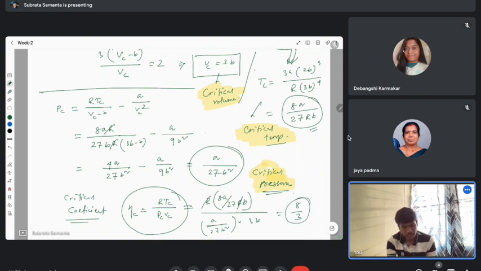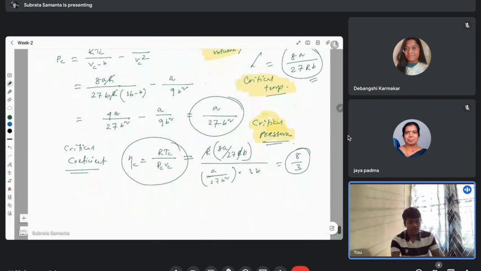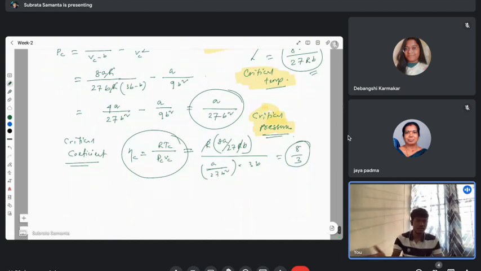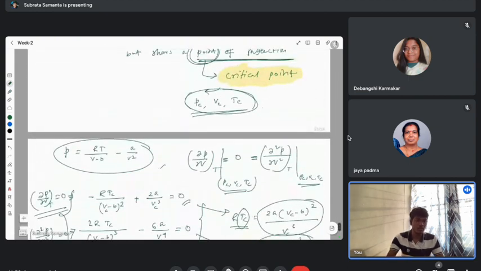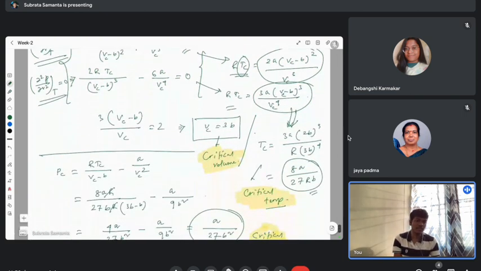So 8a/27Rb. Now we measure this value with any kind of gas, let's say H2 or N2, or some gas which is actually close to this model. The deviation from this value with the other gases is a clear signature that the assumptions we are making for the van der Waals gas are not actually correct, so you have to modify it again. And that leads to different gas models like the Dieterici gas, Berthelot gas. So they are modified in some other way.